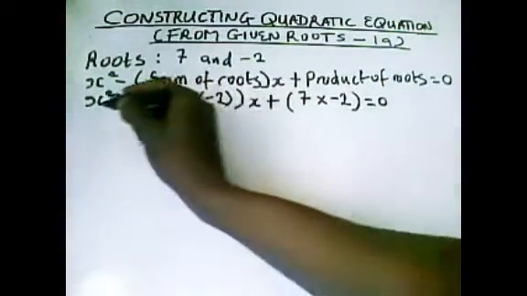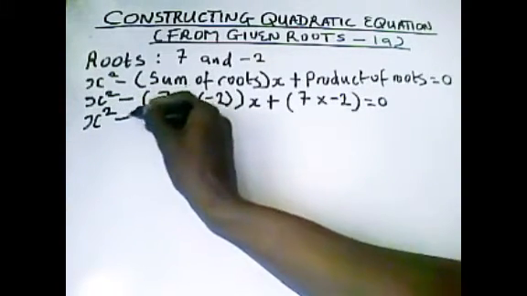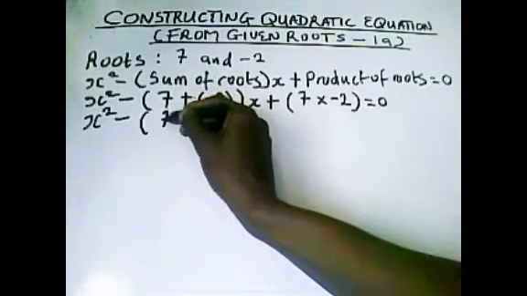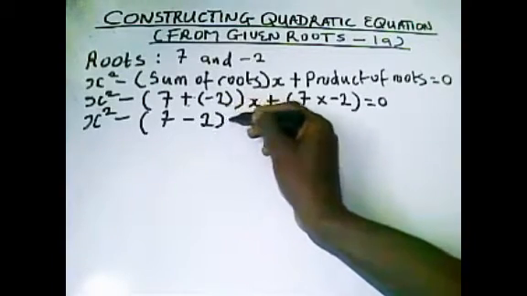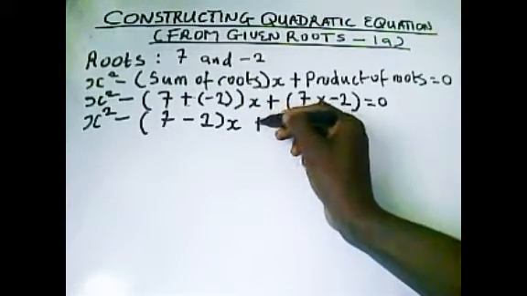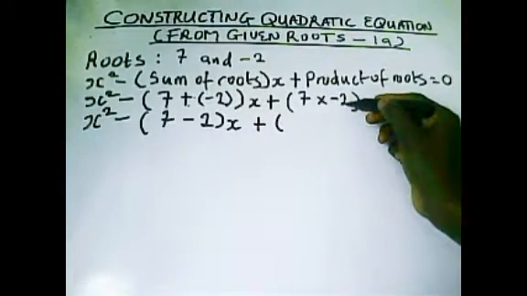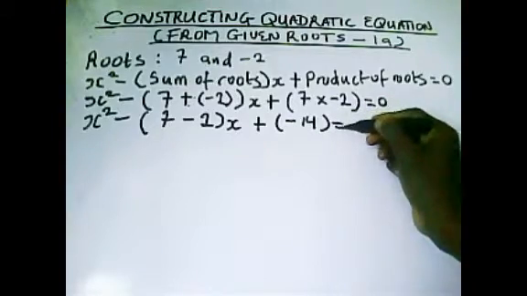Then let us take the next step. The next step is that we write x squared minus, now we first of all clear the brackets here, we open the bracket, so we say 7 plus minus 2, and then we write out x, then plus. Now over here, 7 times minus 2 will give us minus 14, and then all equals to 0.